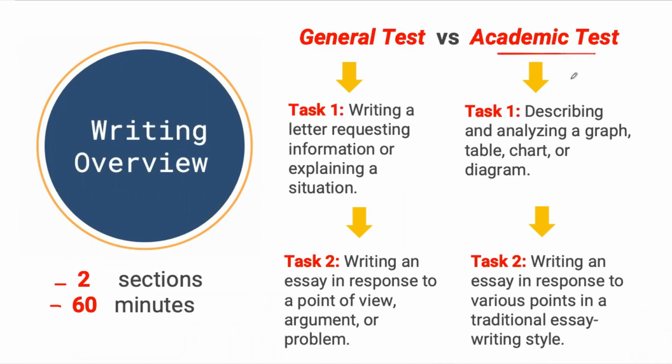So let's look at the differences here. You have a task 1 and a task 2 in both cases, but in the general test, task 1 will require you to write a letter requesting information or explaining a situation. So this is something that you would do in your daily life at work or writing a letter to a friend, and these range from informal, semi-formal, and formal tones.